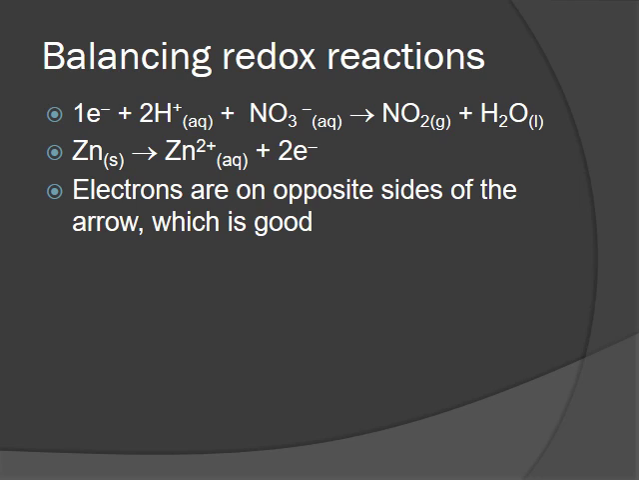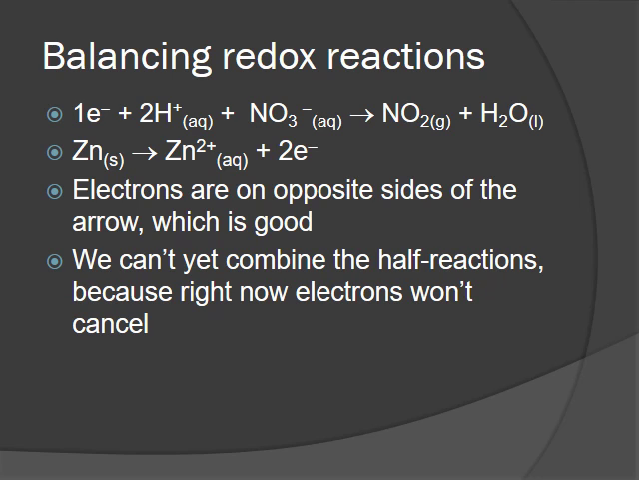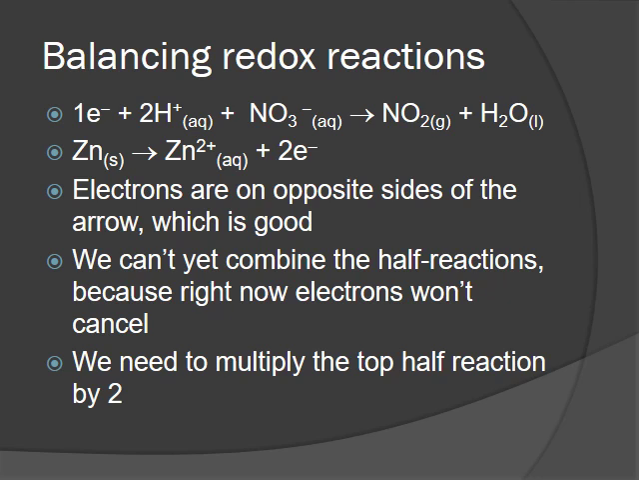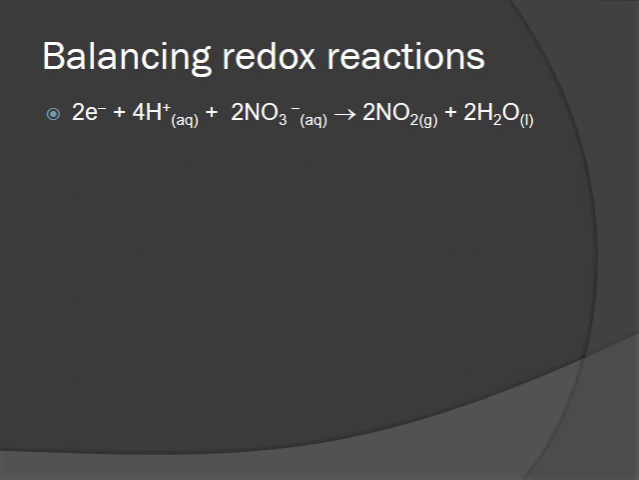Now, are they going to cancel here? They're not, because there's 1 electron on the reactant side of the first half reaction, 2 electrons on the product side of the second. What we have to do is take this top half reaction and multiply everything by 2. This is what we get when we do that. 2 electrons, 4H+, 2 nitrates, 2 nitrogen dioxides, and 2 waters. The zinc we leave alone.